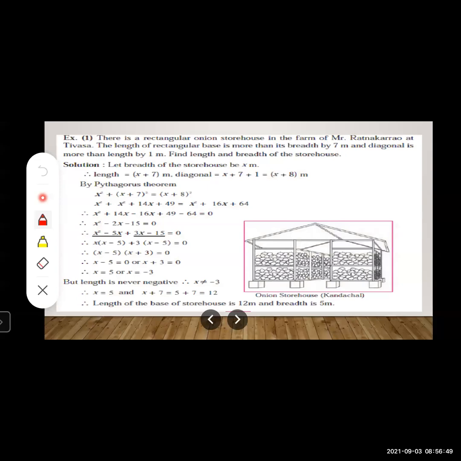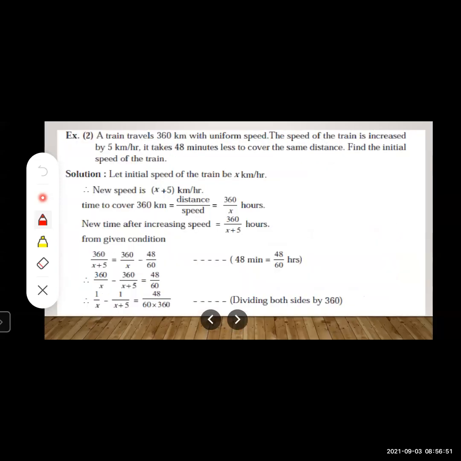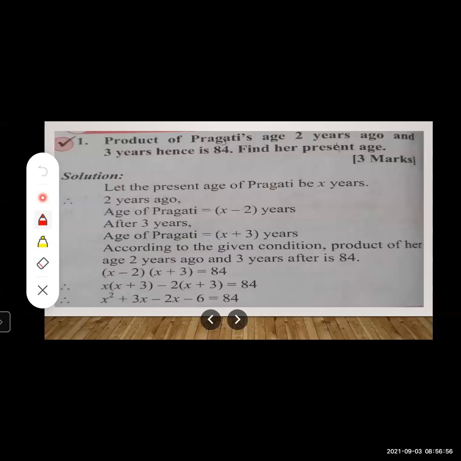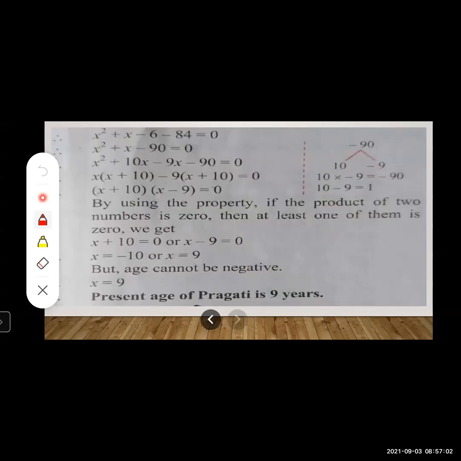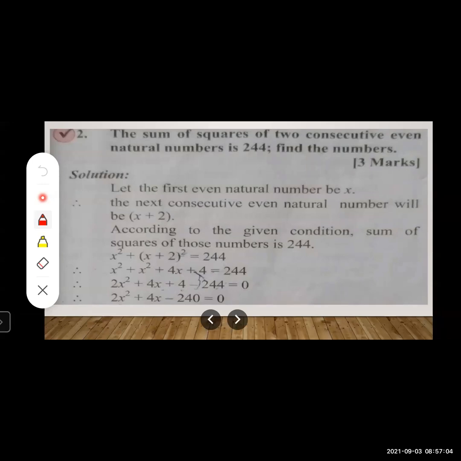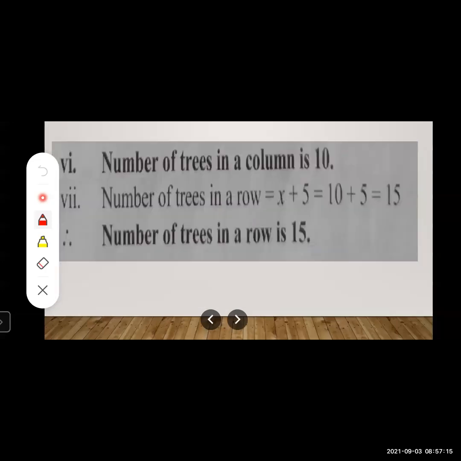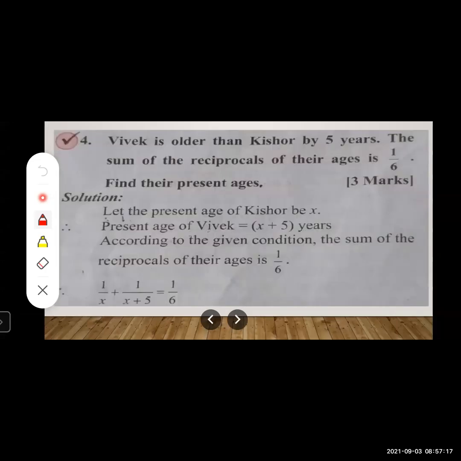Okay, we have seen this example also, and we have completed this also. Actually, we have completed this also. Okay, let us start with this example.